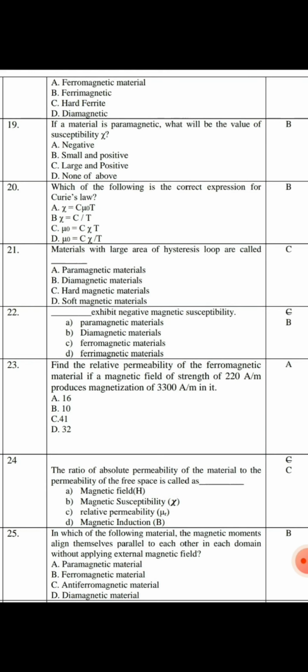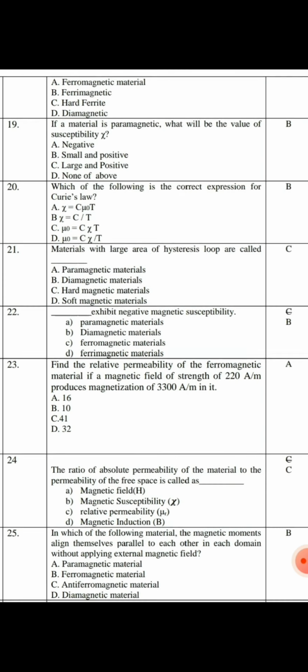24. The ratio of absolute permeability of the material to the permeability of the free space is called. Options are option A, magnetic field, option B, magnetic susceptibility, option C, relative permeability, option D, magnetic induction. So the correct answer is option C, that is relative permeability.